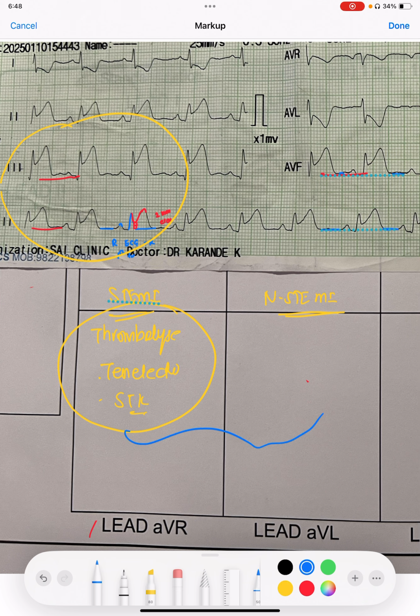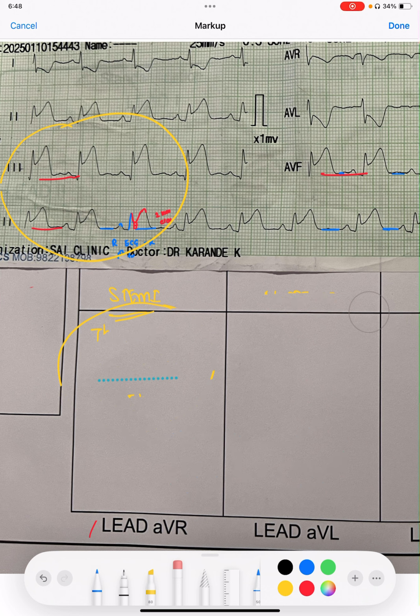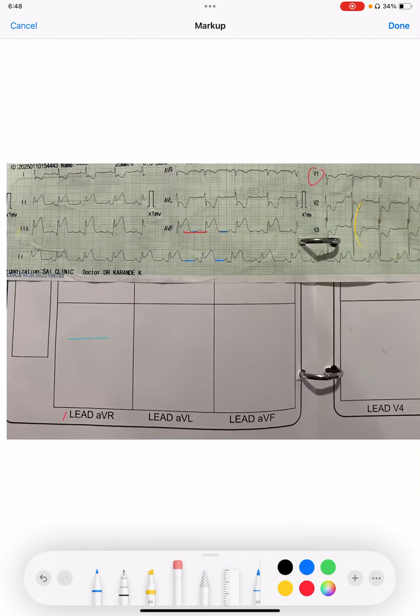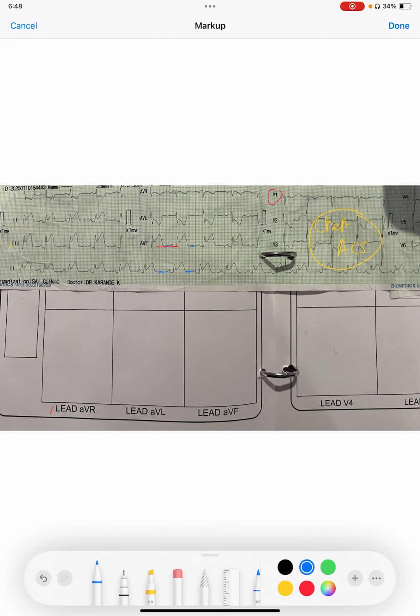But in both conditions, primary angiography and angioplasty can definitely be done. Whether the patient has non-ST elevation MI or ST elevation MI, the patient can be directly taken into the cath lab, angiography can be done, and immediately the culprit artery angioplasty can be done. So the medicinal treatment in ST elevation MI and non-ST elevation MI remains the same.